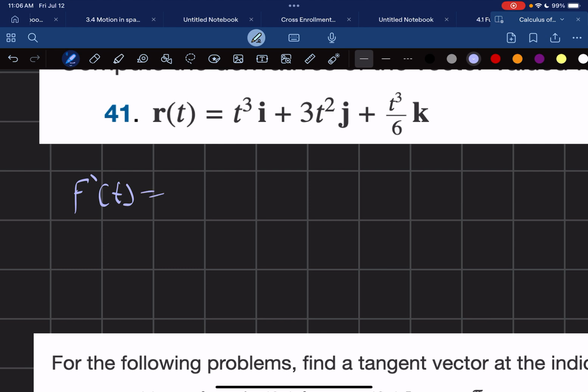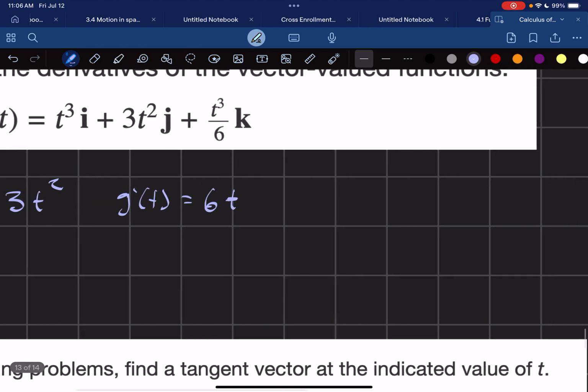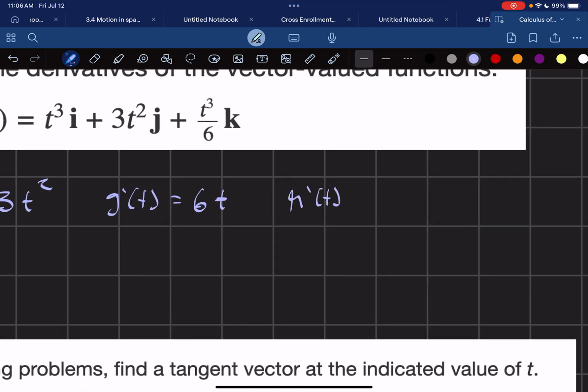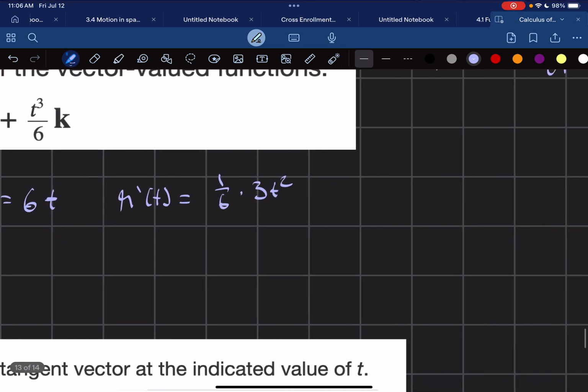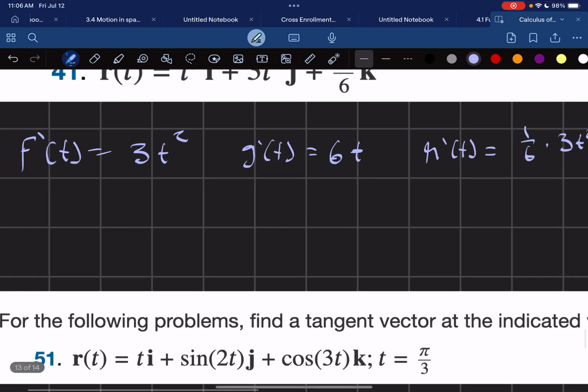which equals 3t squared, and g prime of t, which equals 6t, and h prime of t, that would just be 1/6 times 3 squared, and that would just be equal to t squared over 2. So basically, after doing all this, you just combine it back together into the vector function.